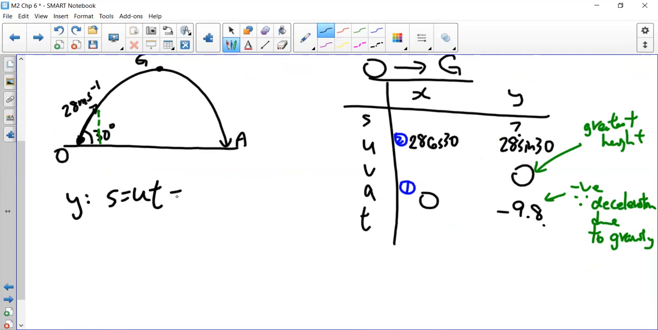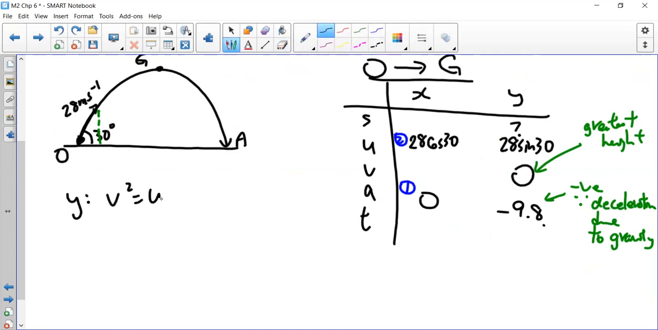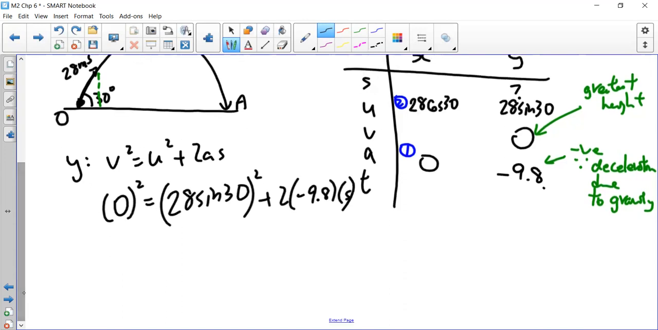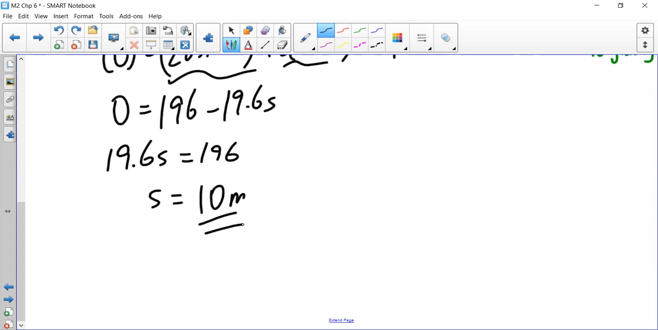S equals UT plus a half AT squared. Nope, that's not what I need. I need the one without T. So V squared equals U squared plus 2AS. V squared is 0. So 0 squared equals 28 sine 30 squared, which is clearly 14 squared, plus 2 times acceleration negative 9.8 times my S. So 0 equals, if you put that in the calculator, 14 squared is 196. 2 times minus 9.8 is 19.6 S. So 19.6 S equals 196. Divide that over, S will be 10, clearly. Yes, I'm right. 10 meters.